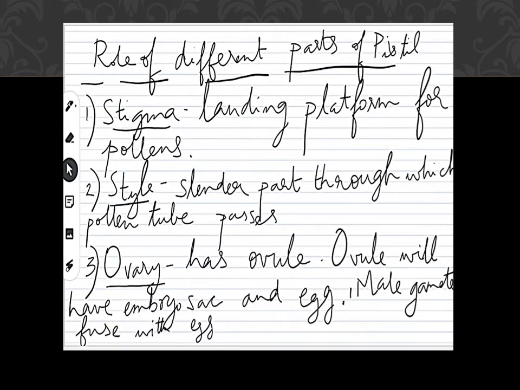The role of different parts of pistil. Stigma. Stigma is a landing platform for pollen grains. Style. The slender part through which the pollen tube passes. Ovary. Ovary has got ovule. Ovule will have embryo sac and egg later. And it is with this egg that one of the male gametes fuses. Ovary after the fertilization will turn to become fruit.